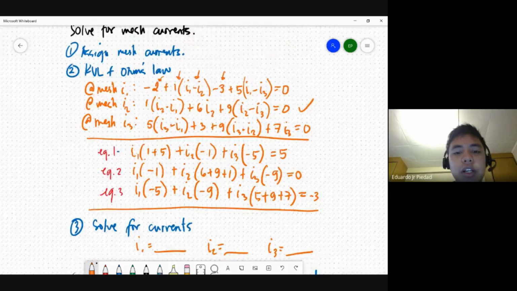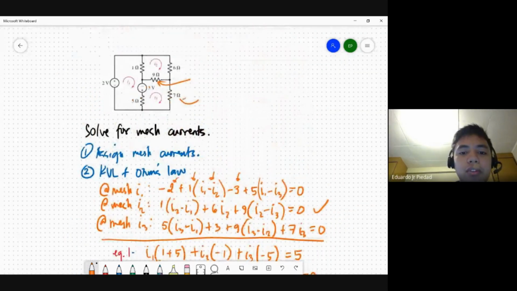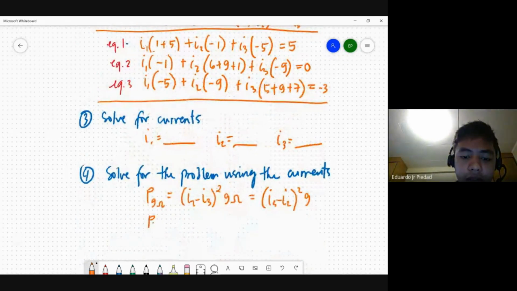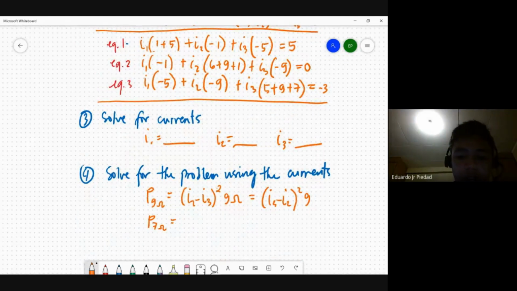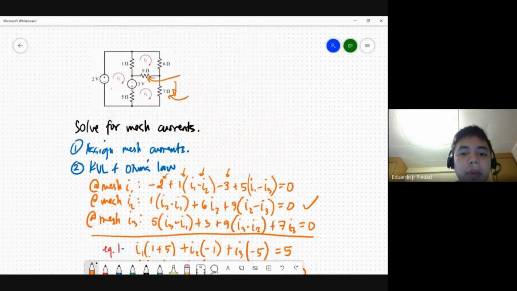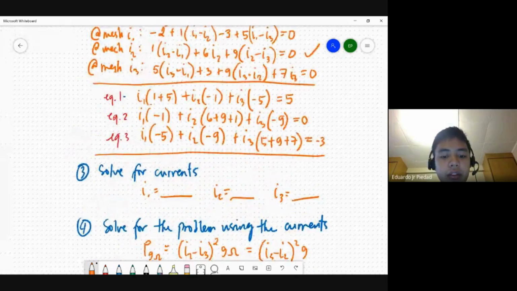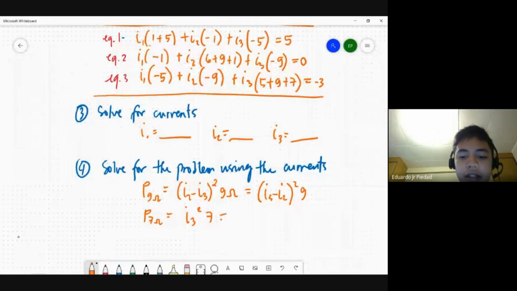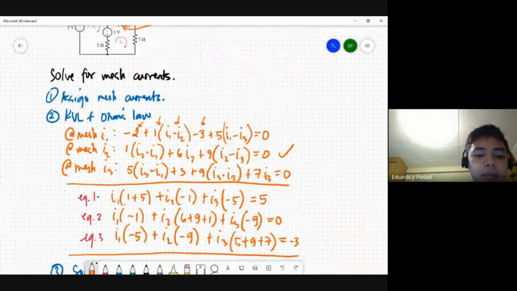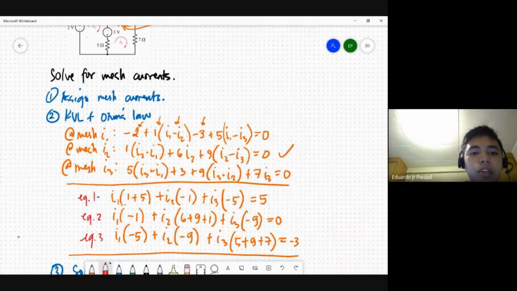Now, if you're looking for the power across 7 ohms, it's very simple. If the problem is asking for the power at 7 ohms, you can do I3 squared times 7. Why is it only I3? Because only current I3 passes through 7 ohms. So that's it for this example of using mesh current or mesh analysis.